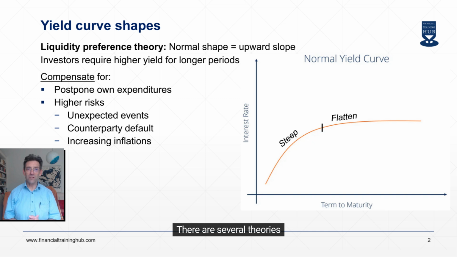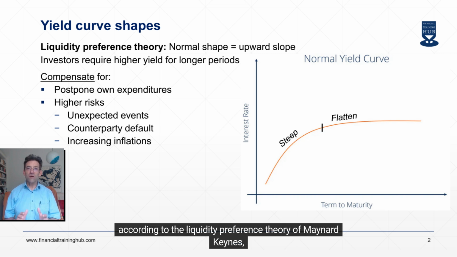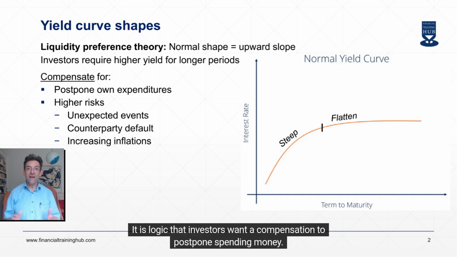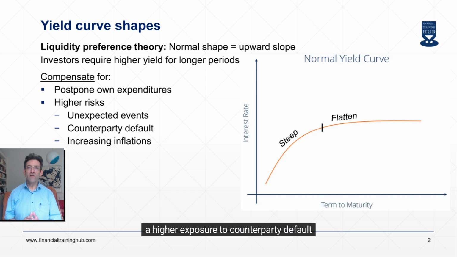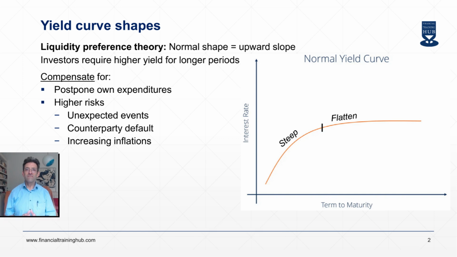There are several theories that explain the yield curve shape and changes. For example, according to the liquidity preference theory of Maynard Keynes, investors require a higher yield for longer periods as compensation for not being able to use the funds on the short term. It is logical that investors want a compensation to postpone spending money. But there are more explanations for higher long-term rates, such as an additional compensation for the higher risks of unexpected events, a higher exposure to counterparty default, and increasing inflation.